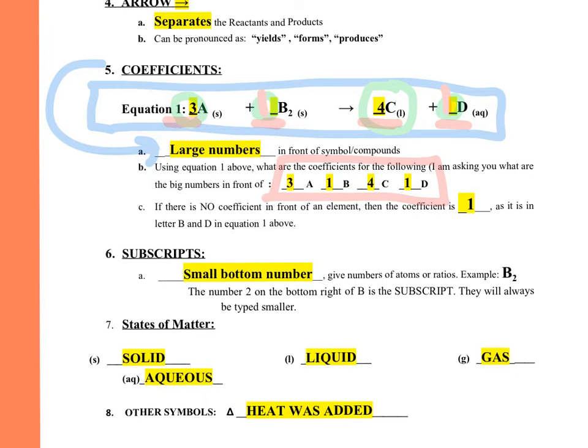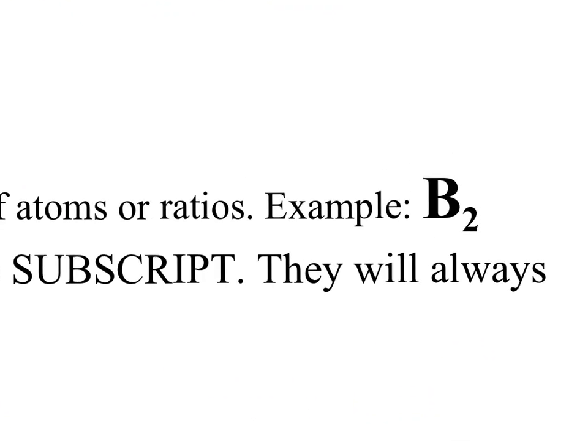Now we're going to go to subscripts right here. Subscripts is the small bottom number. It's an itty-bitty number on the bottom of an element. The example for a subscript would be B2. The subscript would be the 2, because that is a small number that is attached to the symbol.